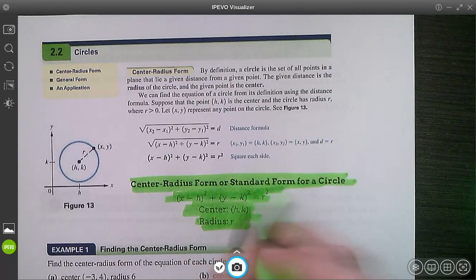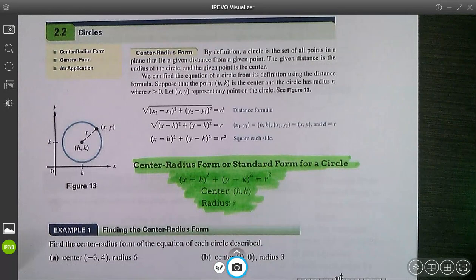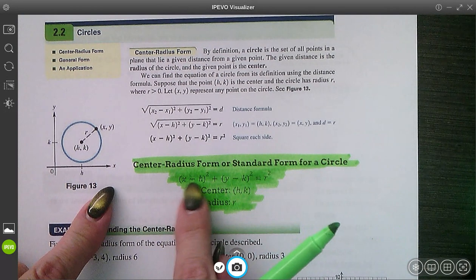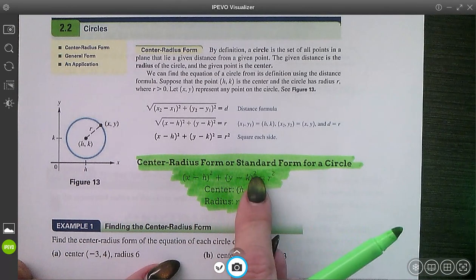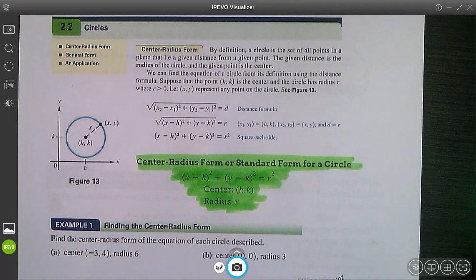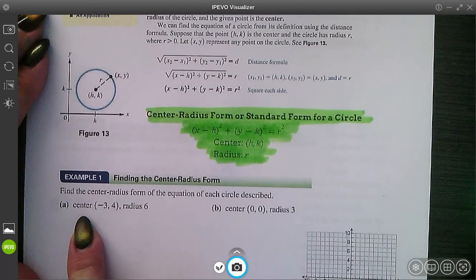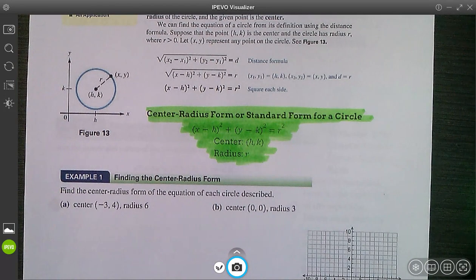It's when you have a center at (h, k), as shown here. The center is at (h, k), and the radius is r. You're going to take (x minus h) in parentheses squared plus (y minus k) in parentheses squared, and it's going to equal r squared. So we can write center radius form if we're given the center and the radius, and then we can also find the center and the radius if we are given the form.